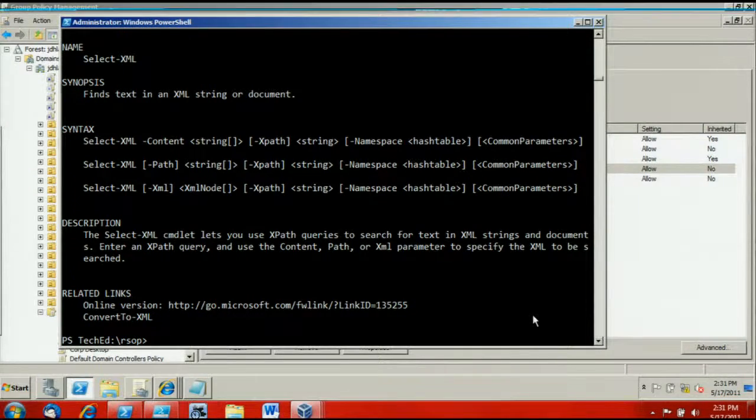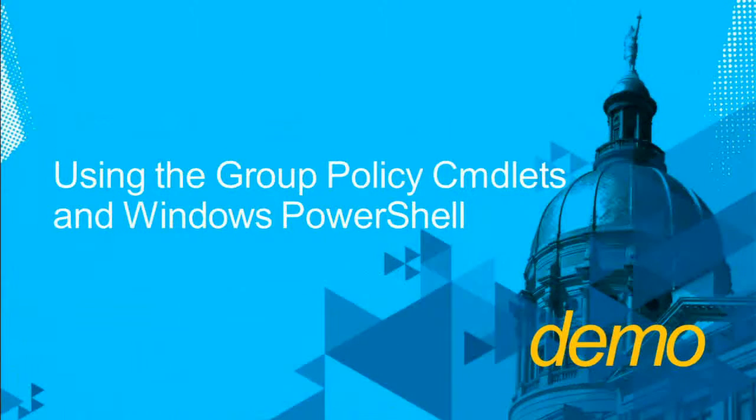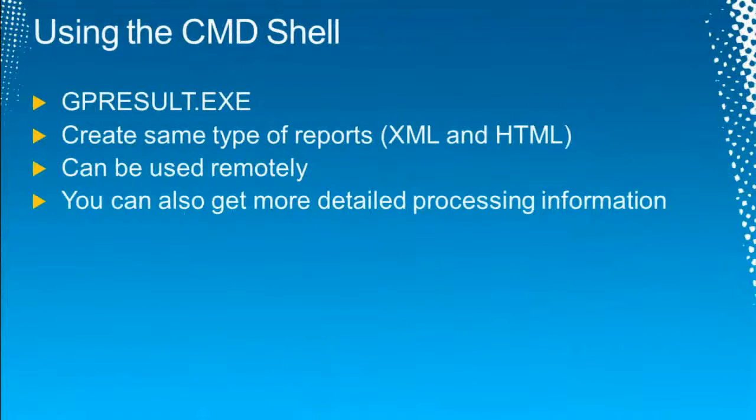All right, let's move on here. I got one more thing I want to talk about, and that's using the command shell, because maybe you're not comfortable with PowerShell or it's not installed everywhere. There is an older tool called GP Result. Works in pretty much the same way as what we have just done. You can create XML and or HTML reports. This can also be used remotely, which is obviously, I think, the best way to do it.